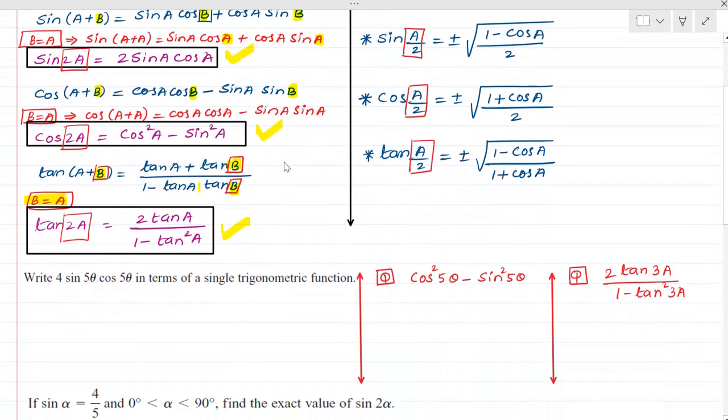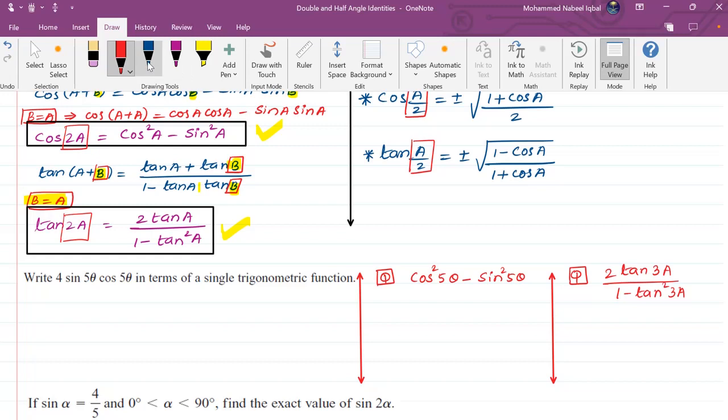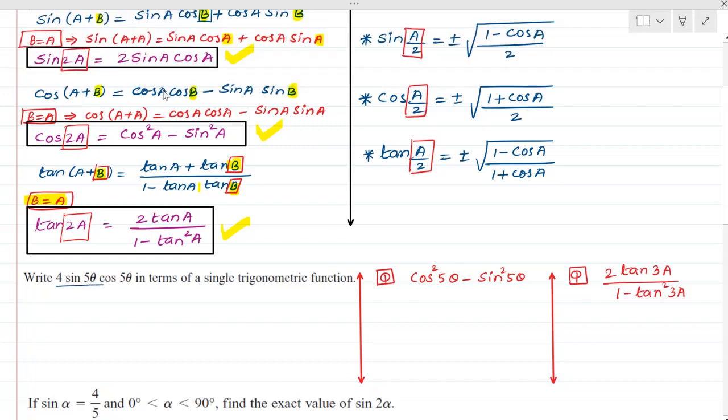Now let us solve the first problem. Write the trigonometric function as a single trigonometric function. Here we have 4 sine 5 theta cosine 5 theta, which we have to write as a single trigonometric function. First of all, we have to check which rule to apply. For the sine function, sine 2A can be written as 2 sine A cosine A. This is the formula.